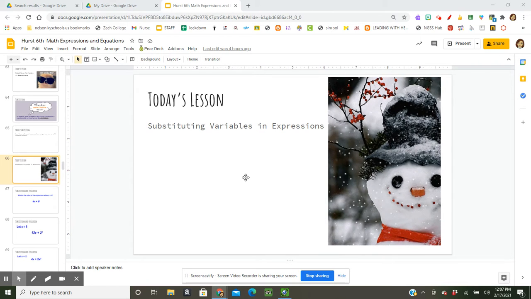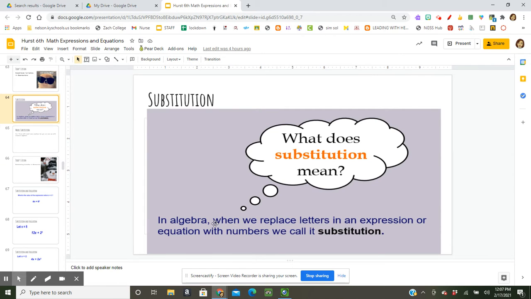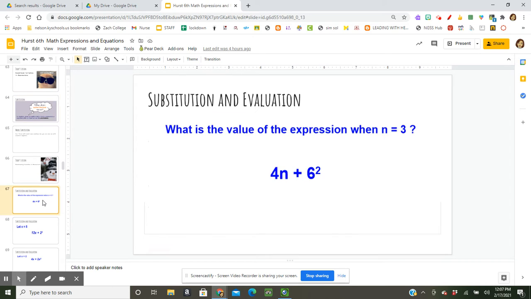So today's lesson, we're going to be working on substituting in variables in expressions. And remember, when you're substituting, that just means in algebra that we replace the letters in an expression or an equation with the numbers. We call that substitution. So we're going to start with this problem right here. If you will get out some pencil and paper, you can work these along with me. You can just pause the video and see what answer you get and then compare it to mine.